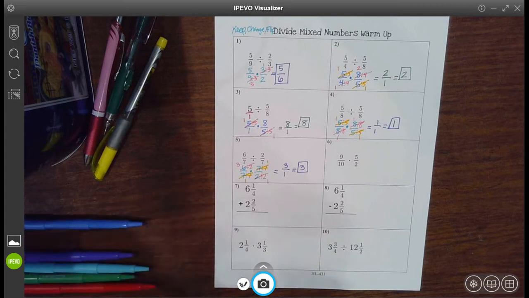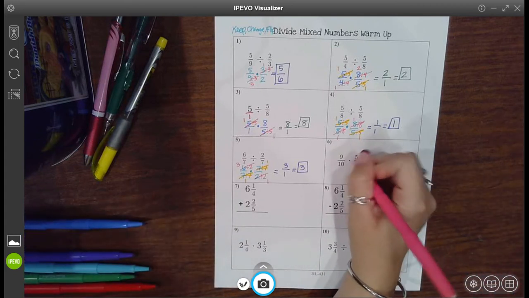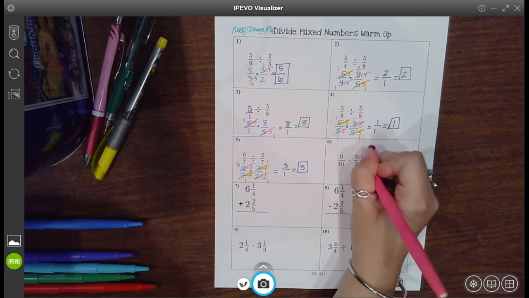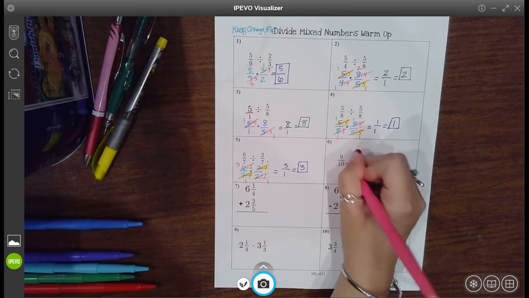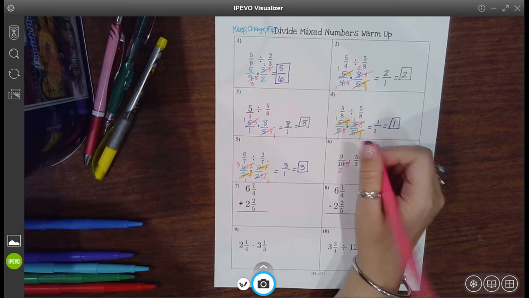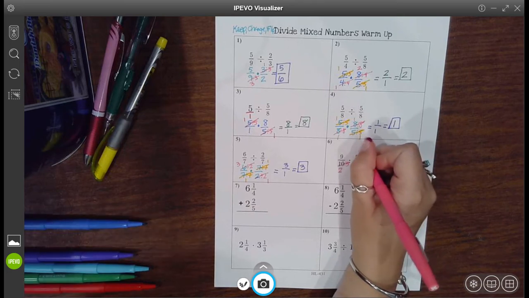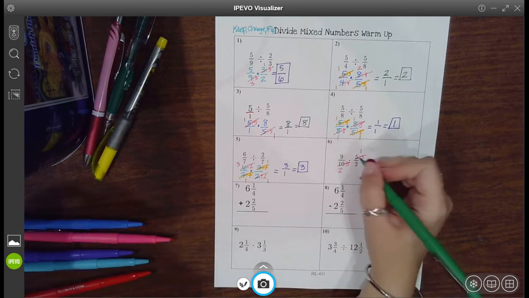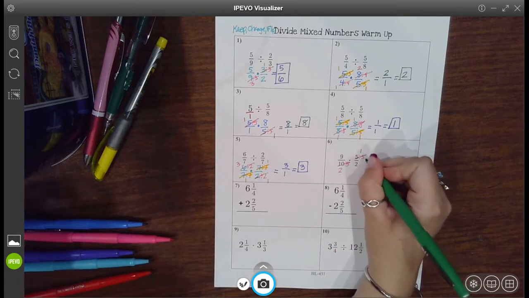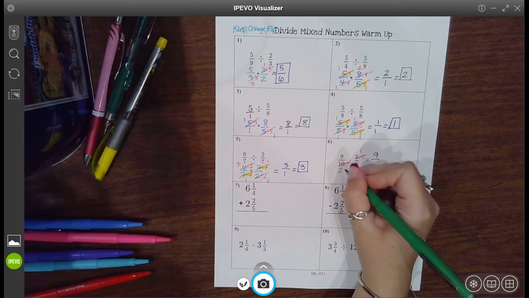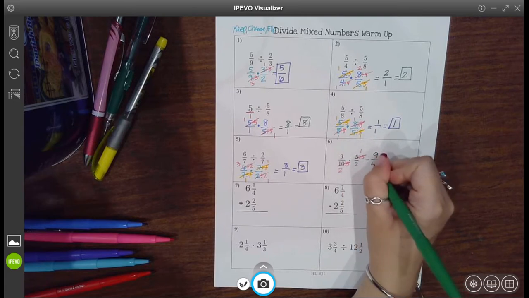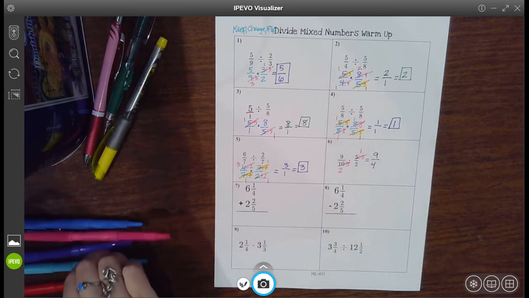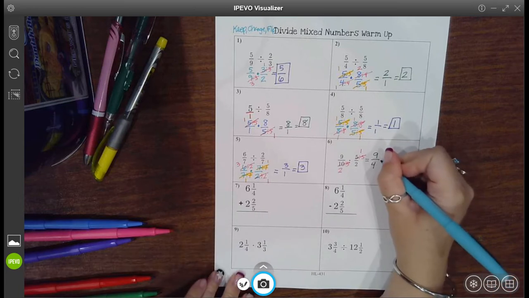So anything you see? The 5 and 10 can cross cancel. By what? 5. What is 10 divided by 5? 2. What's 5 divided by 5? 1. And then when you go to multiply across, what's 9 times 1? 9. What's 2 times 2? 4. Can I leave it like that? No, because that is improper.